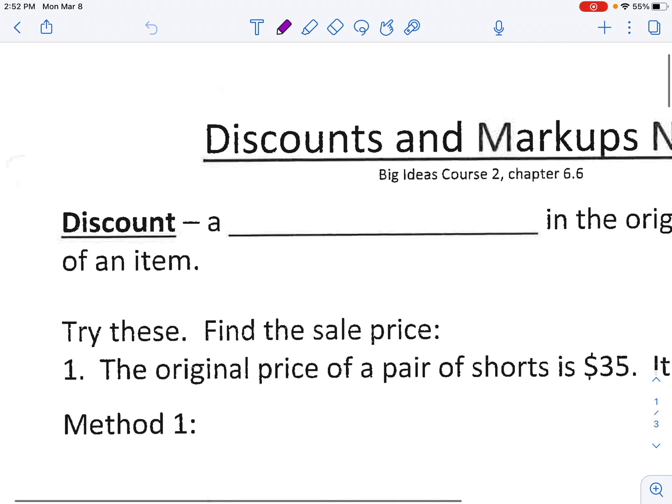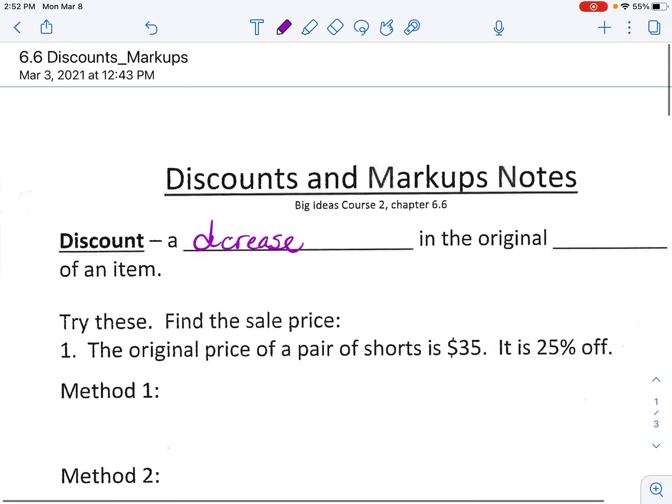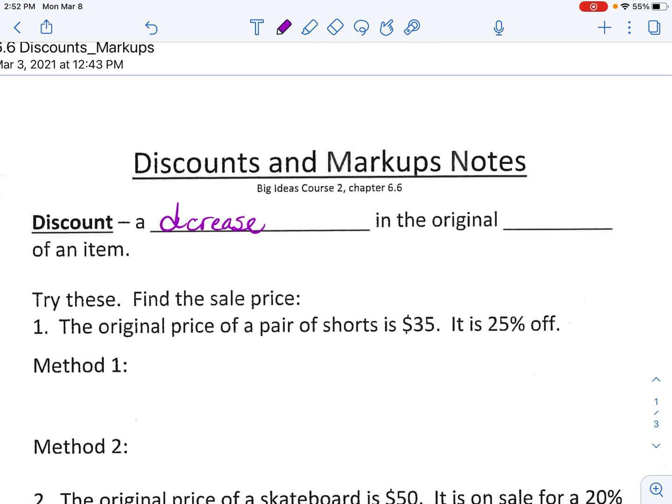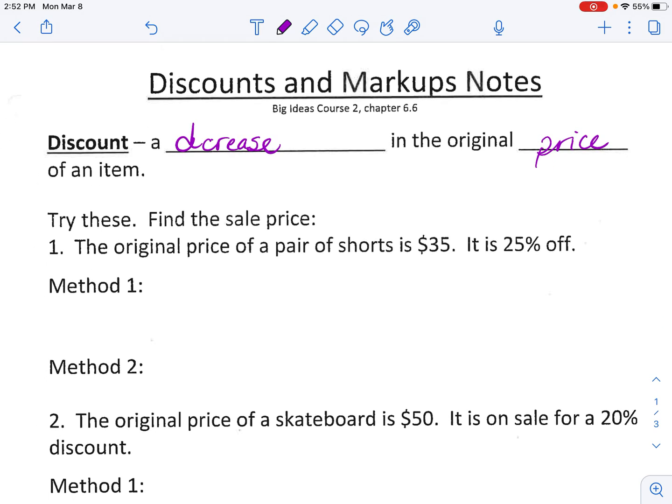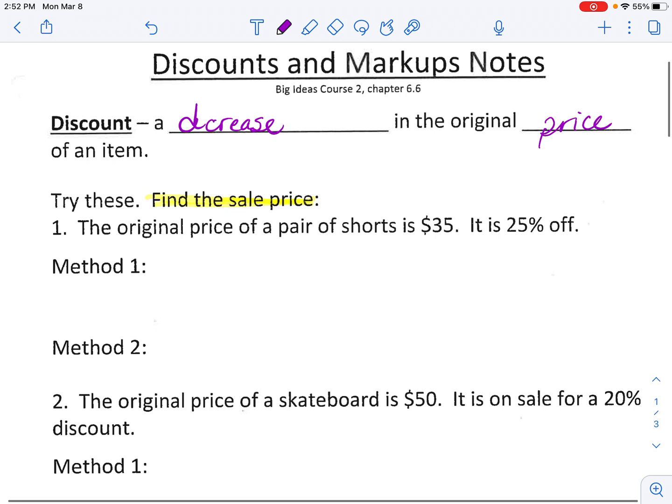We know that a discount is a decrease, right? So if something is discounted, you get to pay less. It's on sale. So a discount is a decrease in the original price of an item. First we're going to find the sale price. So something's on sale, we're going to find what that sale price is.